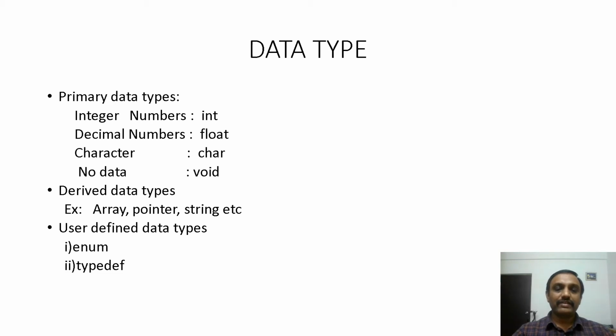Next one is derived data types. The data types which are derived from primary data types are called derived data types. Examples are array, pointer, strings, etc. Next one is user-defined data types. As a user, you can define your own data types by using the enum keyword and typedef keyword.